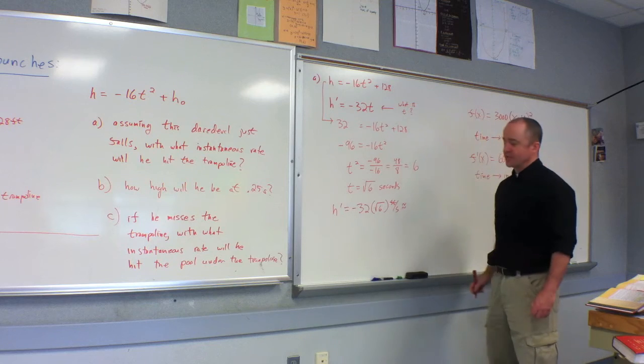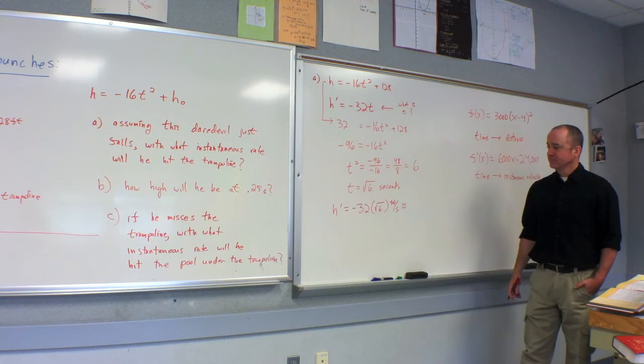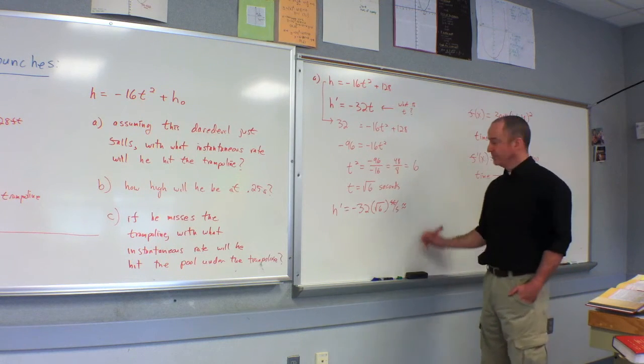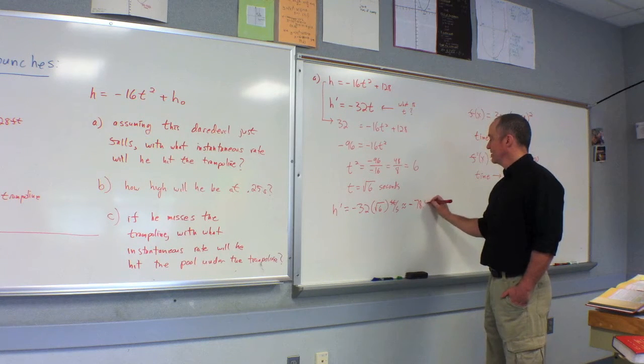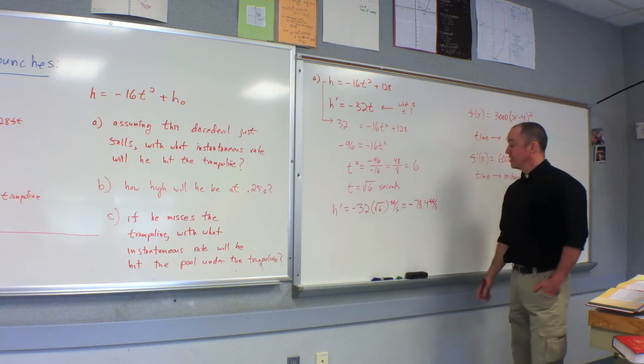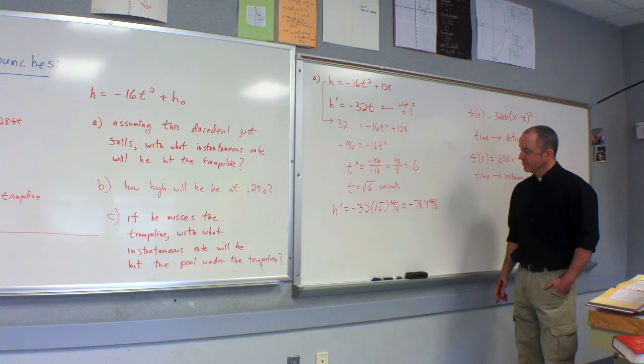Yeah, that's a good calculator time. I got negative 78.4. Negative 78.4 feet per second. So that's about 25 meters per second.